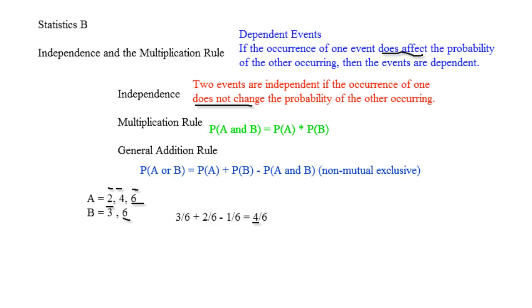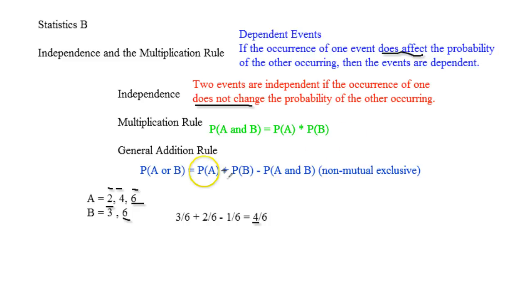You could either look at all the events and count up the objects that aren't repeating, or you can just use the general addition rule. That's pretty much it for independence and the multiplication rule. You are going to find a lot of interesting stuff with it, and you can always have multiple events. Like the probability of A and B and C, you would just multiply those three together.